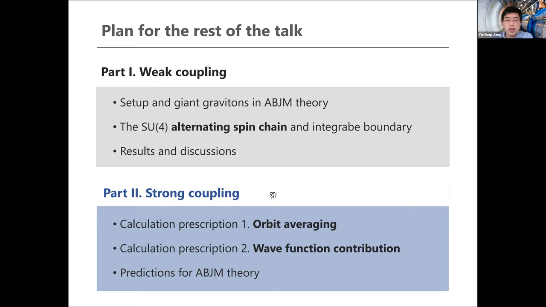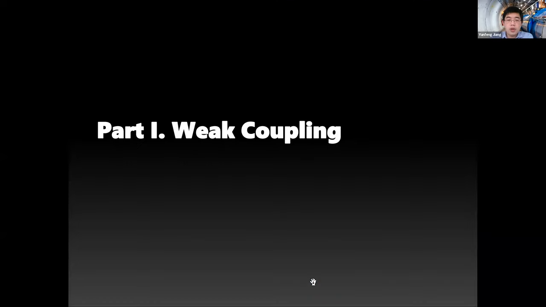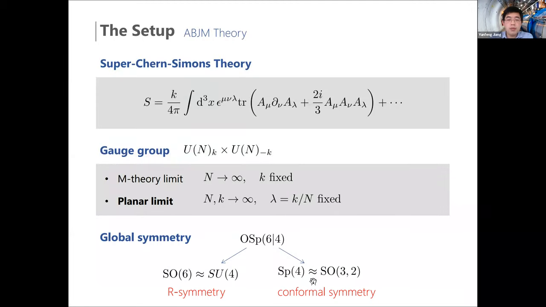In this part, most of the time, I will be discussing what is the correct prescription for the computation. For that I will use N=4 sub-determinant Yang-Mills theory as a check. And once we establish the correct prescription, we can use it to do computations in ABJM theory and give concrete predictions in ABJM theory. So let me start with the weak coupling discussion.